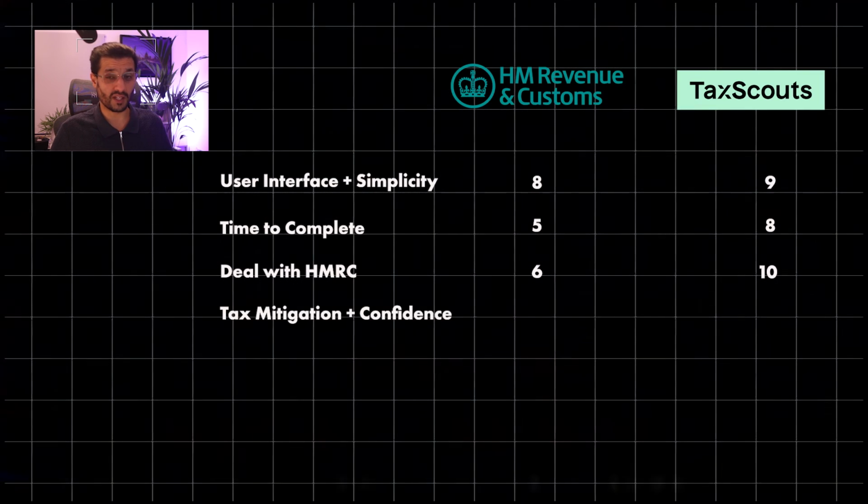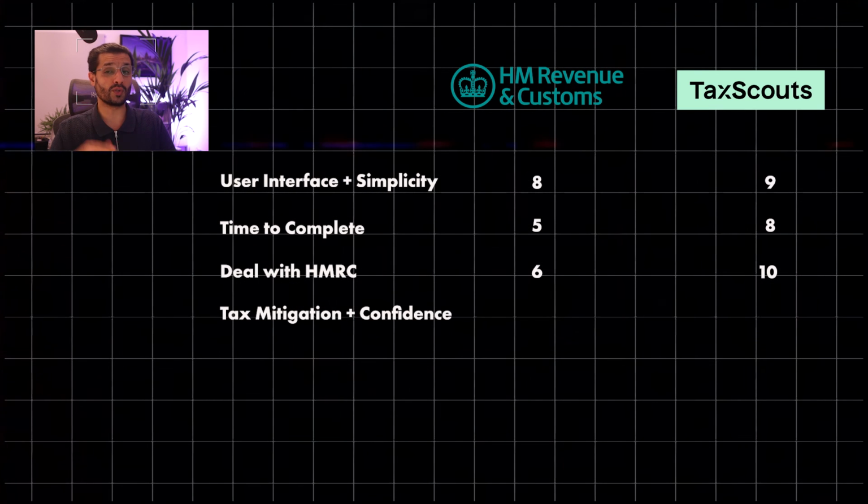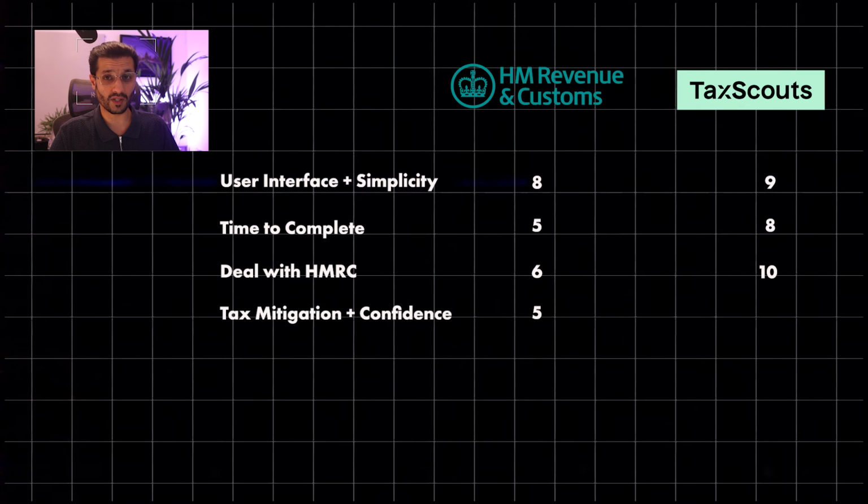Next up is tax mitigation and confidence. And I think this is the most important factor. This is perhaps one of the reasons why you would engage with an accountant, because with their skill and expertise, they should be able to, with what they know in terms of reliefs, tax losses, and how it all interacts, be able to reduce your tax bill as far as legally possible. I'm going to give HMRC a 5 and Tax Scouts a 9 on this one.